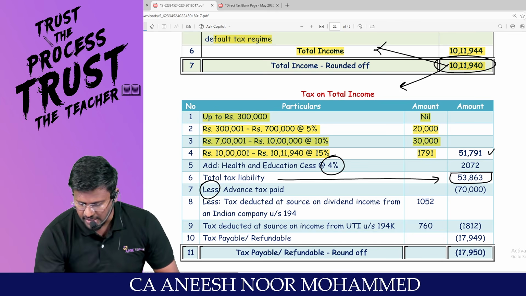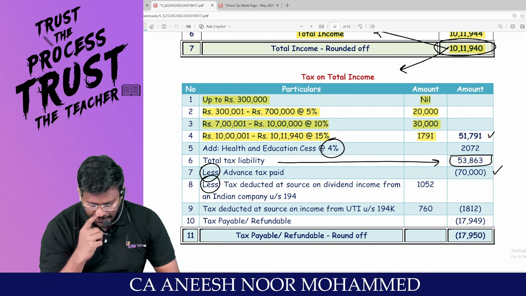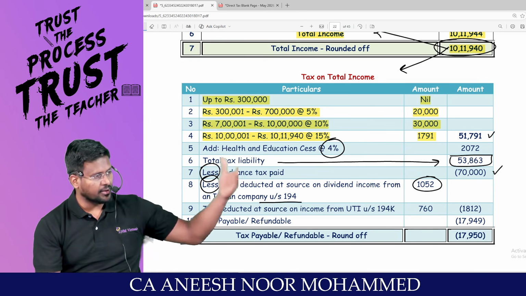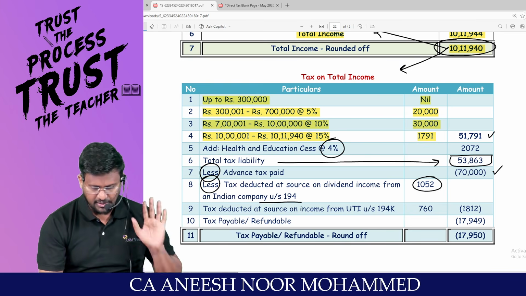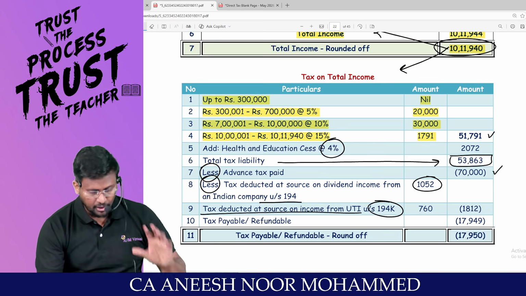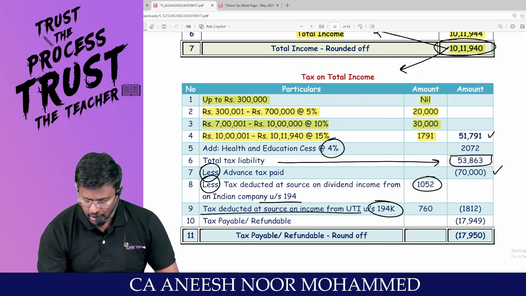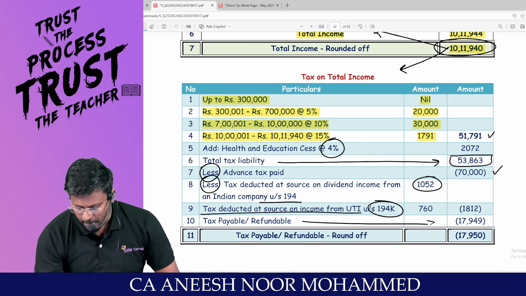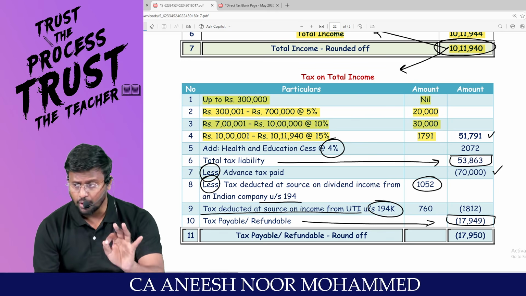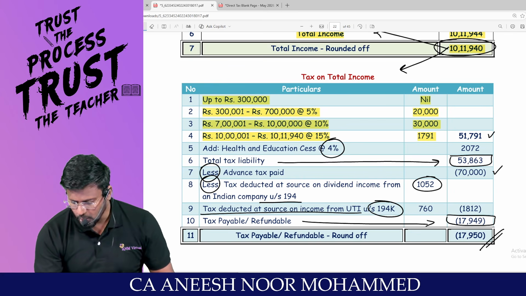Less advance tax paid. How much? 70,000. Less tax deducted at source under 194. Sir, we are assuming that they would have deducted the TDS at 10%. Sir, less 194K on the dividend from UTI, they would have deducted 10%. So tax payable or refundable comes to 17,949 refundable. Round off, 17,940.